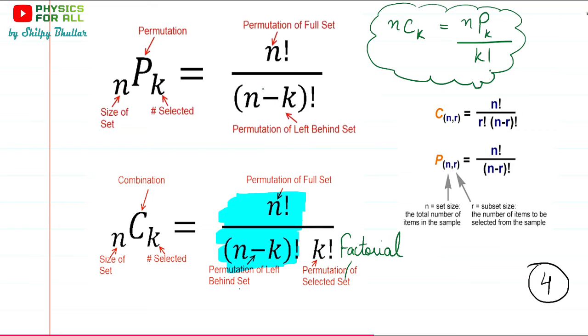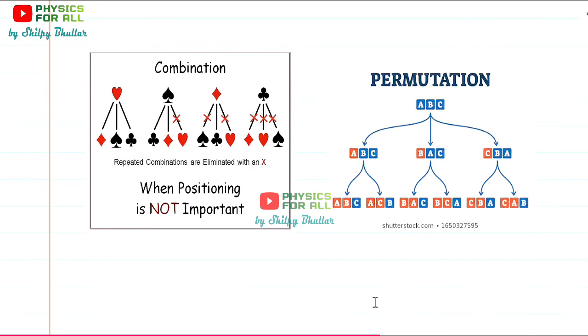The only difference being that there is k factorial in the denominator in case of combination. And that's the reason that we can say that combination and permutation are both related. One more thing to remember is that any repetition is eliminated in combination.